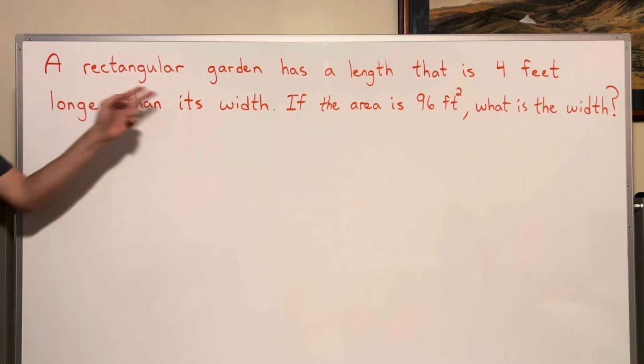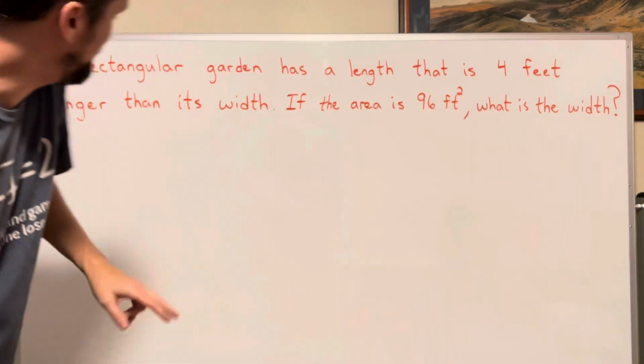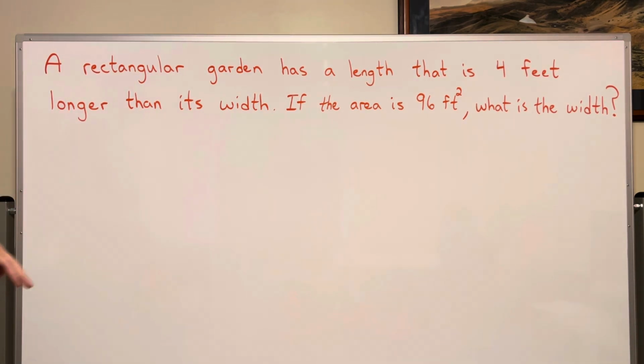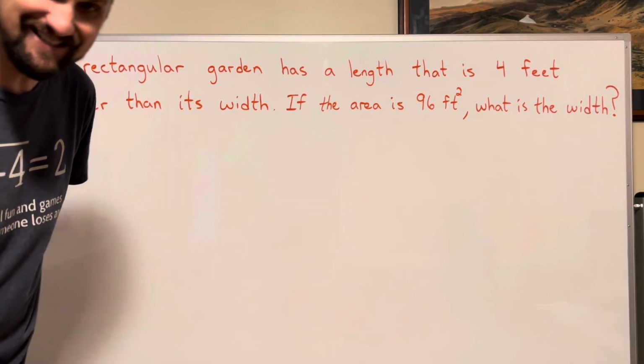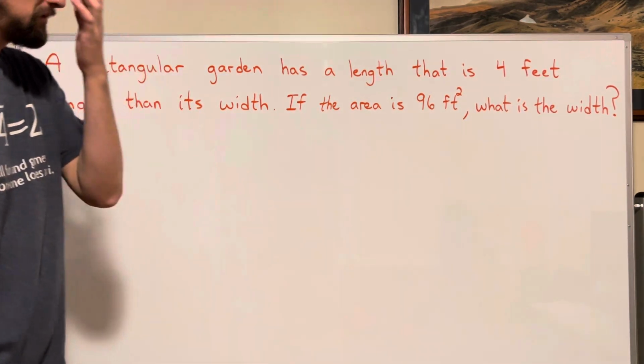We have a rectangular garden that has a length that is 4 feet longer than its width. If the area is 96 square feet, what is the width?